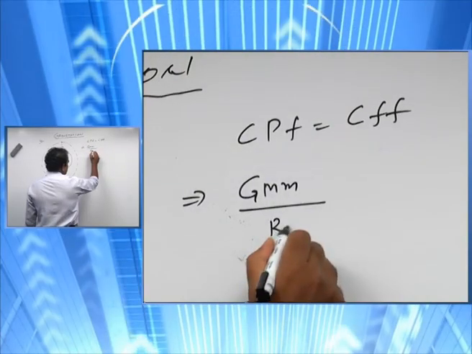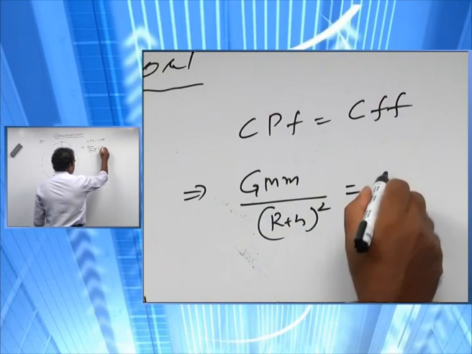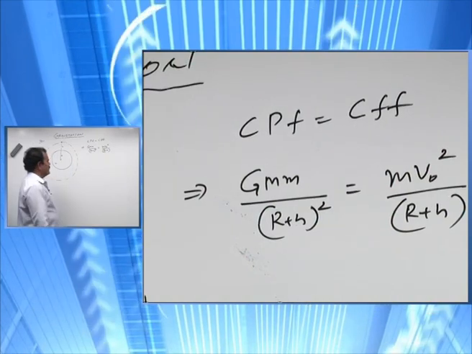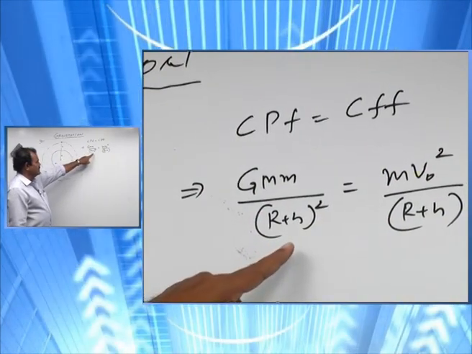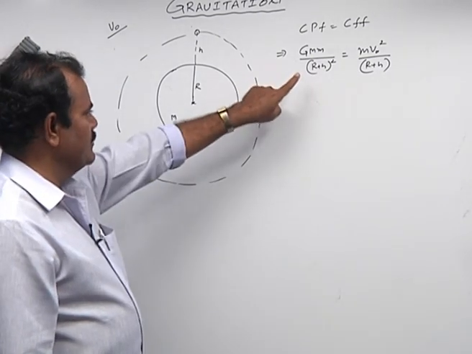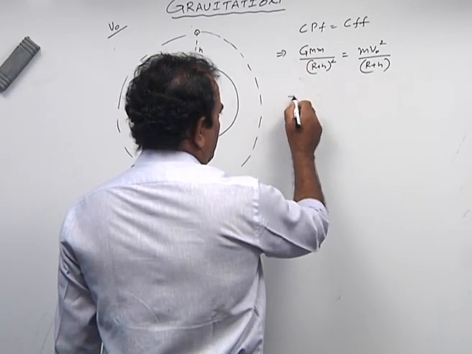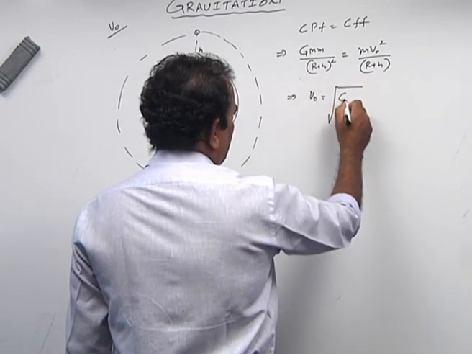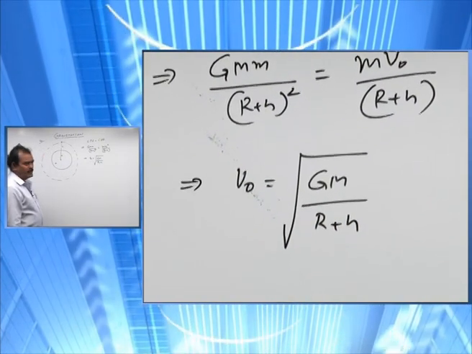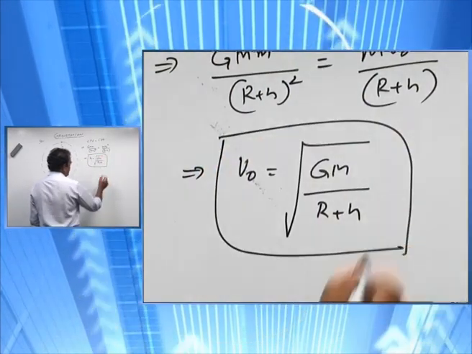So GMm by (r plus h) whole square equals the centrifugal force, m v0 square by (r plus h). All these distances are to be measured from the center of the earth only. So GMm by (r plus h) whole square equals m v0 square by (r plus h), and for that v0 is equal to the square root of GM by (r plus h). This is the formula: v0 equals the square root of GM by (r plus h).